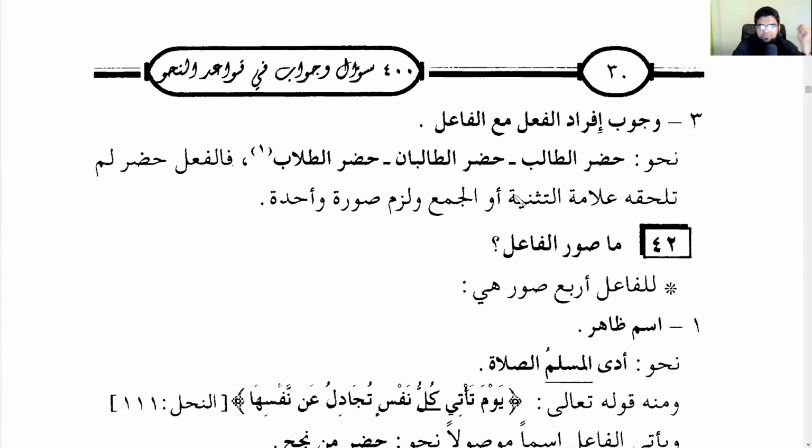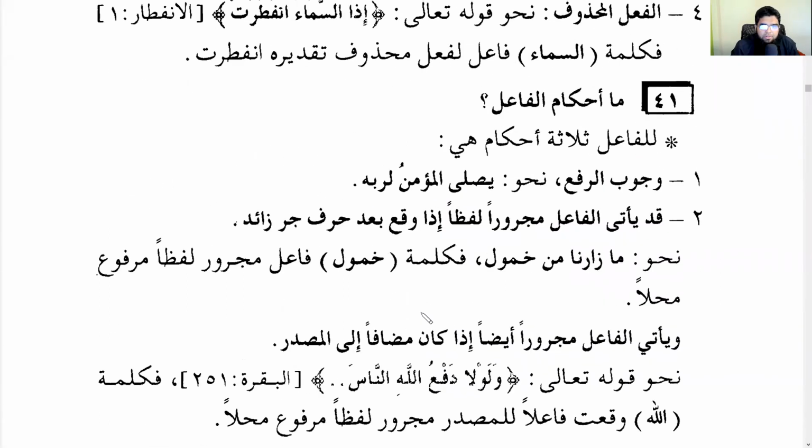That is fine. حضر لم تلحقه فالفعل حضر لم تلحق وعلامة التثنية أو الجمع ولزم صورة واحدة. So yeah, لزم صورة واحدة. I think it's mansub لزم, and it's mandatory that it should have one form. So it's no علامة التثنية, that is no alif, that is alif التأنيث, or no wow. I mean, it should not come here. No alif here and no wow here. This is not allowed.